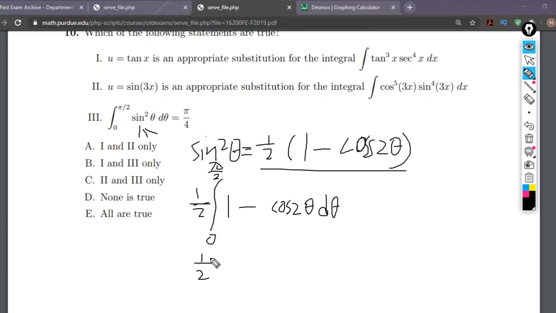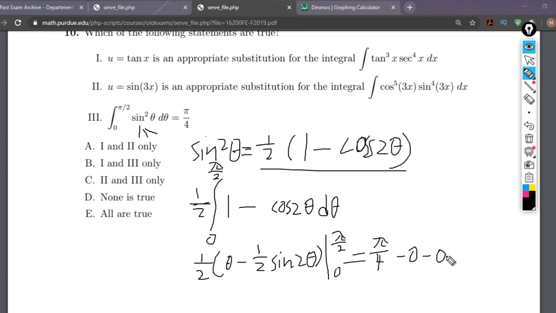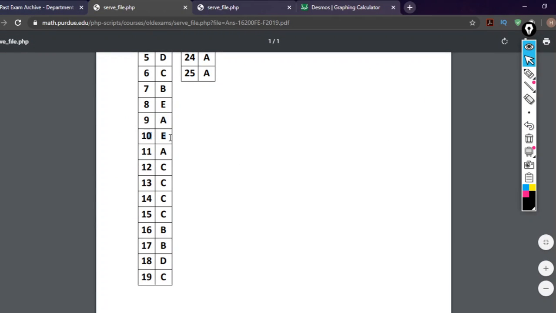And integrate this, give you 1/2 of theta minus 1/2 sine 2 theta evaluated at 0 to pi over 2. Plug in values, you will get pi over 4 minus, so pi over 2 plugged into here, we get sine of pi, which is 0, so minus 0, and then plug in 0, so it will be minus 0, and sine of 0 is also 0, so it will be plus 0. So you get the integral equal to pi over 4, which makes the third statement true, and that will be all of them true, which makes it E, as we can see here.